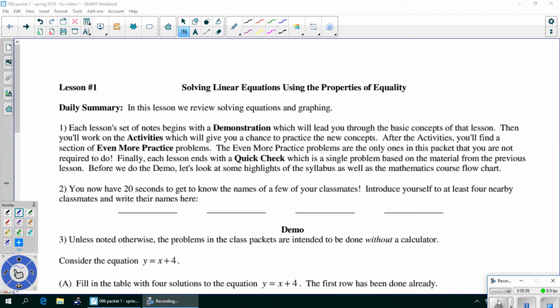Lesson number 1, daily summary. In this lesson, we review solving equations and graphing. Each lesson's set of notes begins with a demonstration, which will lead you through the basic concepts of that lesson. Then you'll work on the activities, which will give you a chance to practice the new concepts.